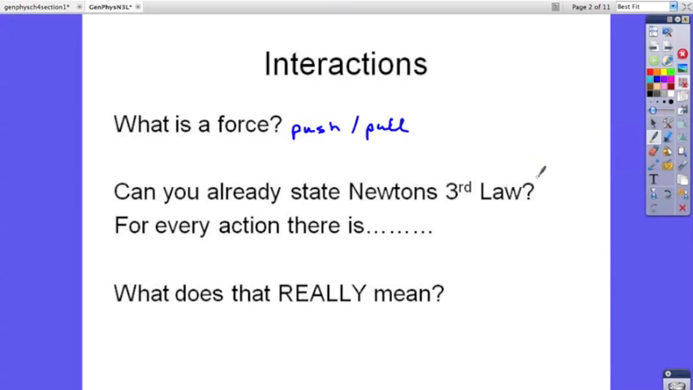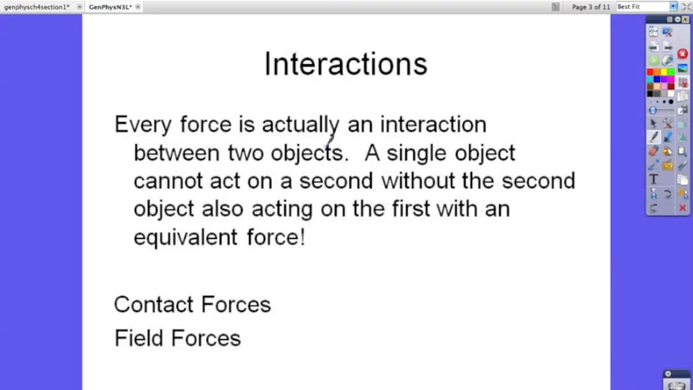I bet you can already state Newton's third law. For every action there is, right, an equal and opposite reaction. But what does that mean? What that means is that every force is actually an interaction between two objects. A single object can't act on a second without that second object acting back on the first. And the force that the second object acts back with is an equivalent force.